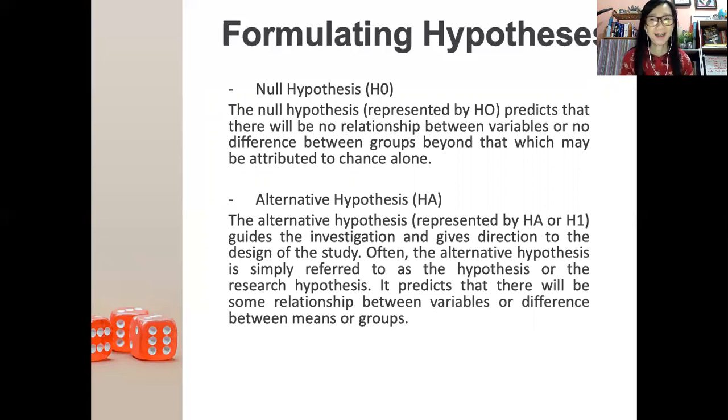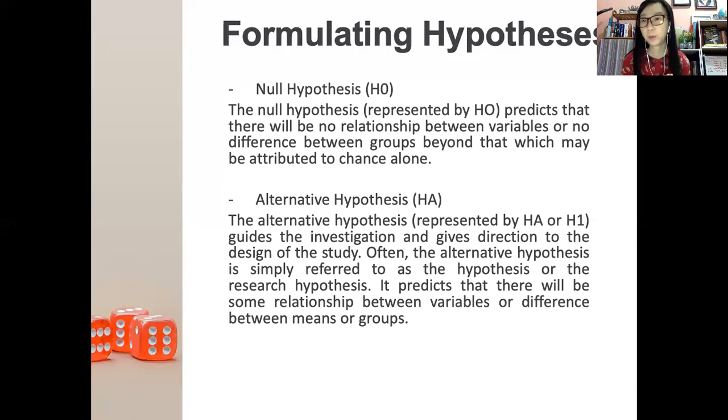It's not by statistics. All right. We have another type which is called the alternative hypothesis, or oftentimes it is referred to as the research hypothesis, our hypothesis as the researcher. This alternative hypothesis guides our research and gives direction to the design of our study. It predicts that there will be some relationship between variables, or there will be differences between means or between groups. So the nil hypothesis is basically the negation of our research hypothesis or our alternative hypothesis.